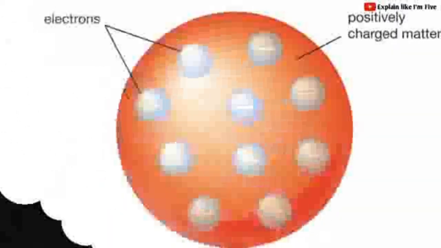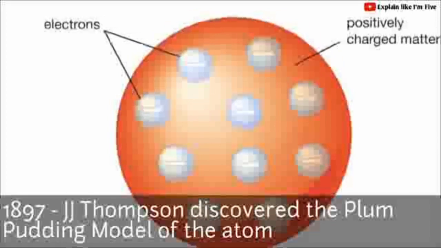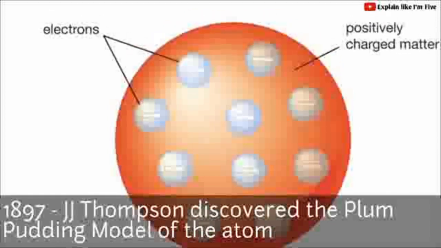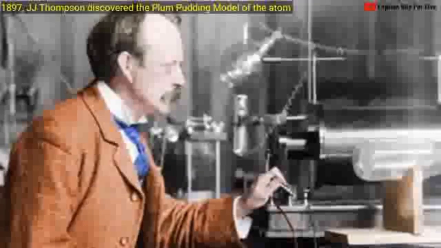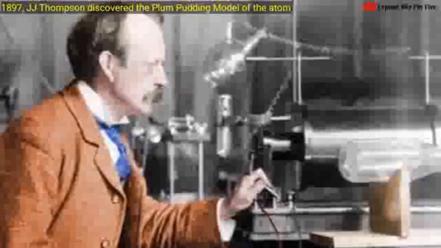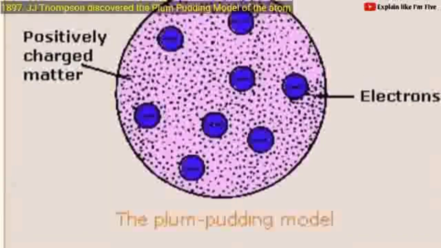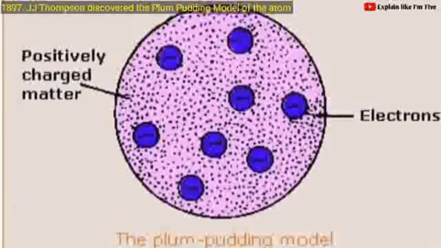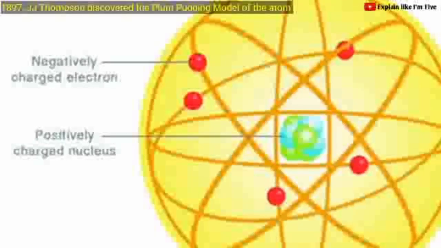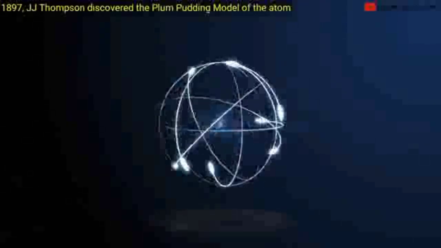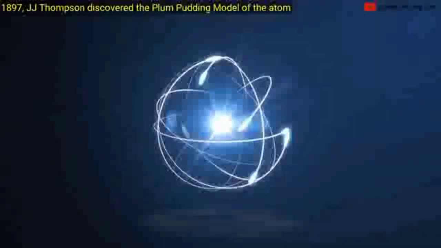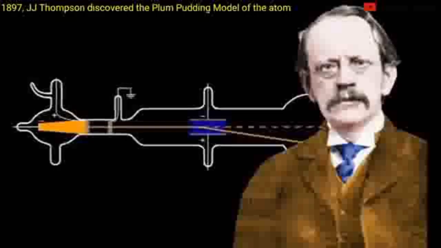In the year 1897, J.J. Thomson discovered the plum pudding model of the atom. J.J. Thomson, who discovered the electron in 1897, proposed the plum pudding model of the atom in 1904 before the discovery of the atomic nucleus in order to include the electron in the atomic model. In Thomson's model, the atom is composed of electrons, which Thomson still called corpuscles.